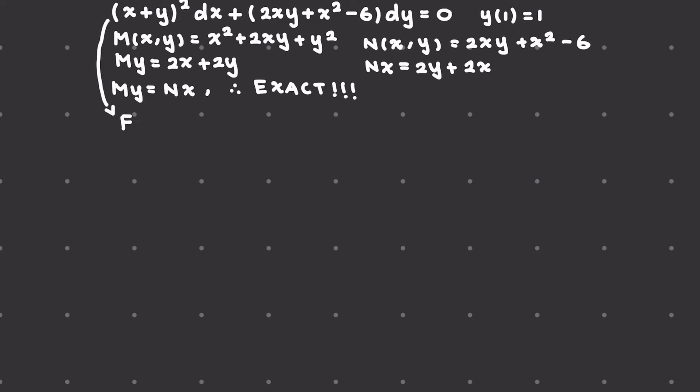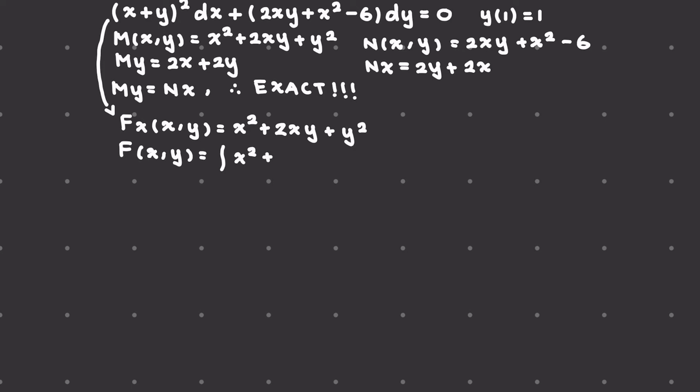And so, f of x equals x squared, after we expand, plus 2xy plus y squared, and we're going to integrate it, which is f(x,y) equals the integration of x squared plus 2xy plus y squared dx.